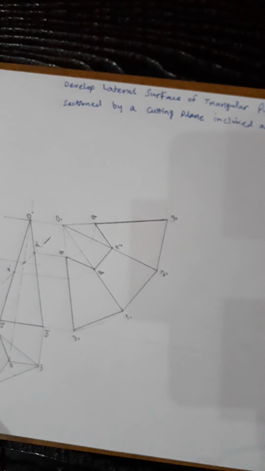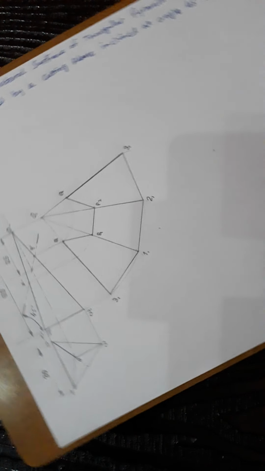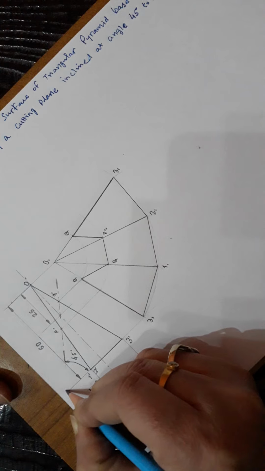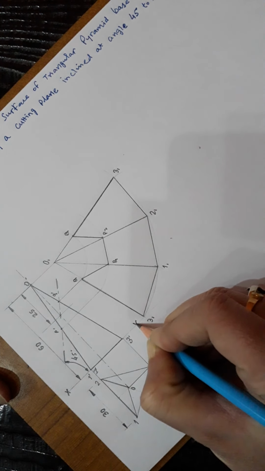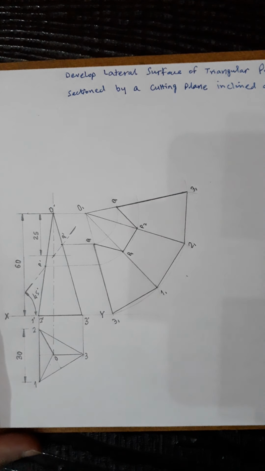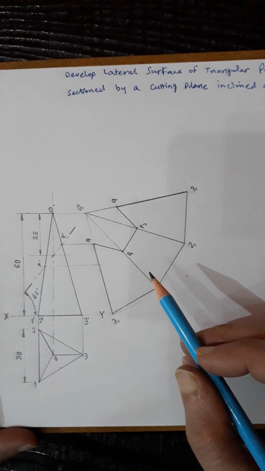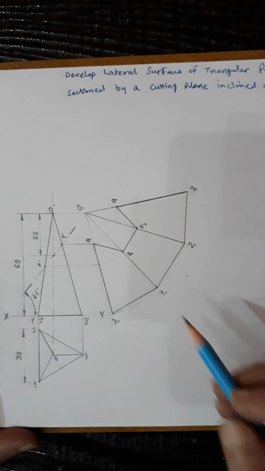Now it is complete. I'll be doing the dimensioning only. So I have done the dimensioning as well. You can write X and Y as well. Here, X and Y, you can add it. So now this is complete. You can see dimensioning is there and the development is also there. I hope you got it. Thank you very much. So this is the development of a triangular pyramid sectioned by a cutting plane inclined at an angle of 45 degrees to the base. Thank you very much.